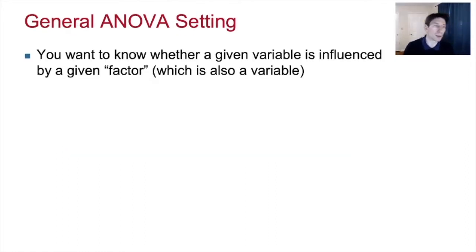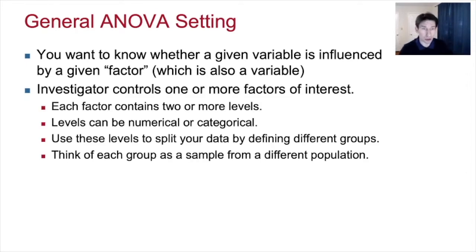What is the general setting of ANOVA? Well, it's when you want to know whether a given variable is influenced by a given factor. The factor is also a variable. It's just a variable that has different levels. So you, as the investigator, you control one or more factors of interest. Each factor contains two or more levels. These levels can be either numerical or they can be categorical. But the point is that these levels define groups.